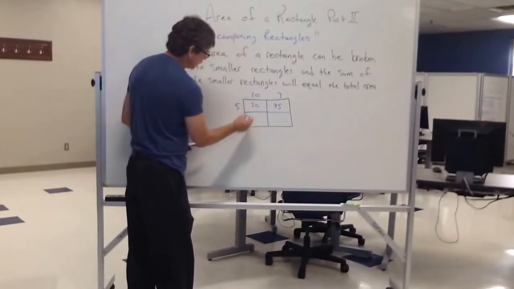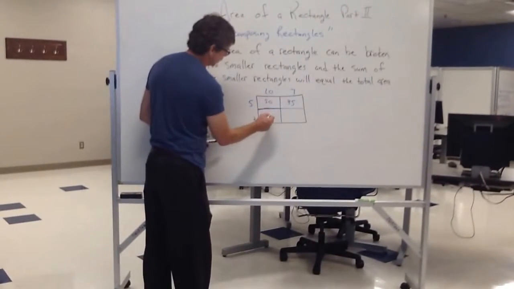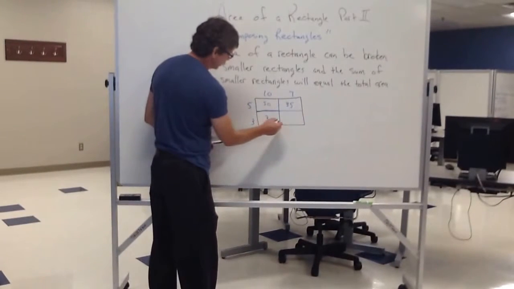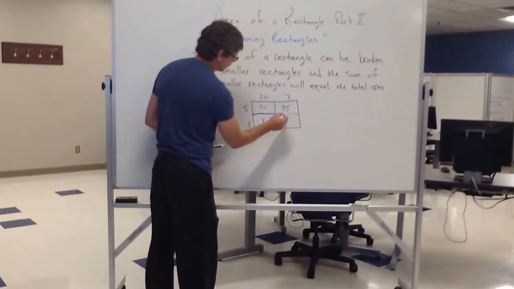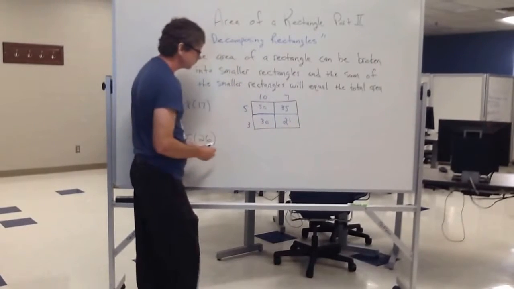And we know this is 3. And since this is 10, we know this edge here has to be 10. So 3 times 10 is going to give me my 30. And we know that if this side's 3, this had to be 3. And if this side was 7, then this had to be a 7. And 3 times 7 would end up giving me my 21.